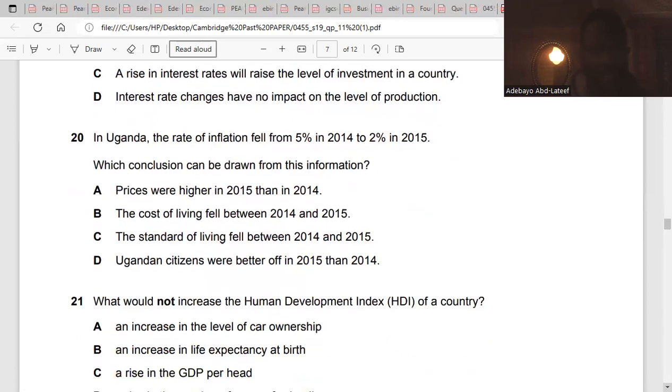In Uganda, the rate of inflation fell from 5% in 2014 to 2% in 2015.